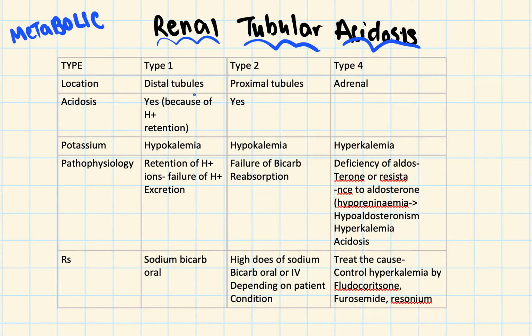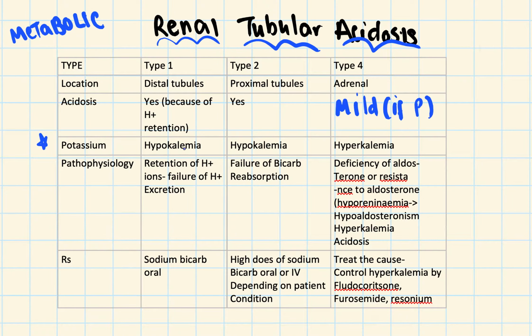Type 1, the issue is primarily in the distal tubules. For type 2, it's in the proximal tubules. And finally, type 4, it's more so with the adrenal glands and the adrenal area. By the way, here the acidosis is mild, if even present.